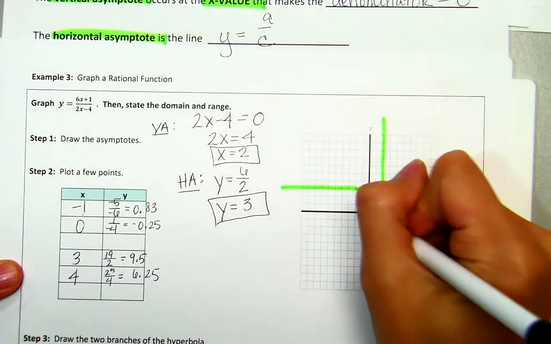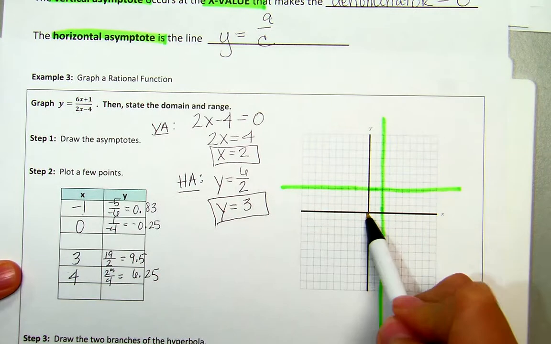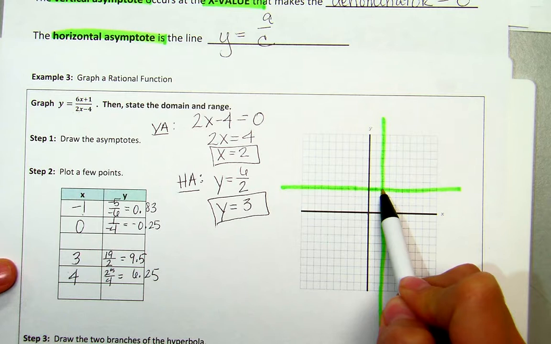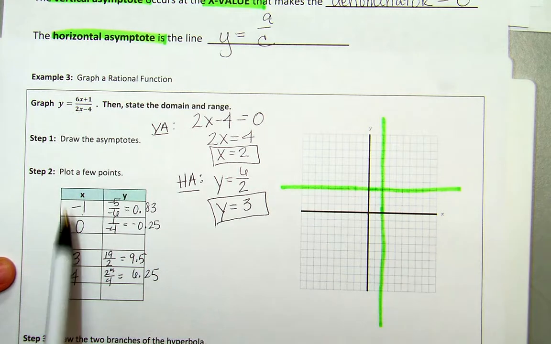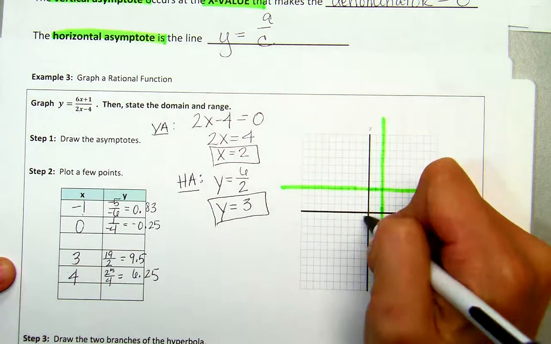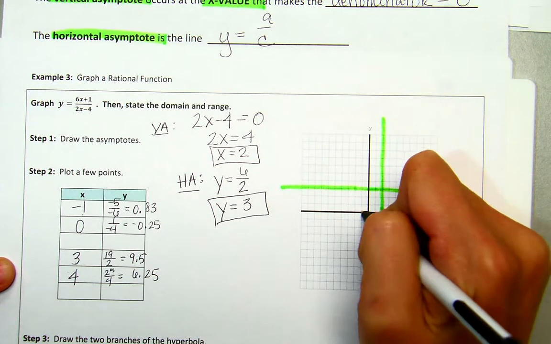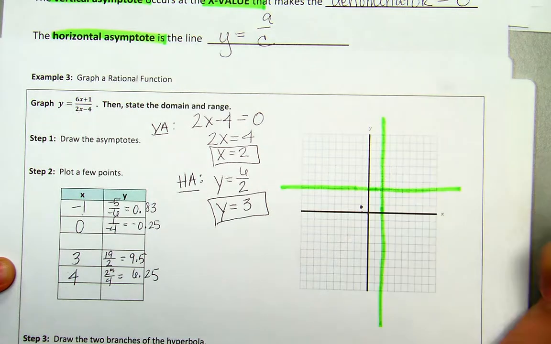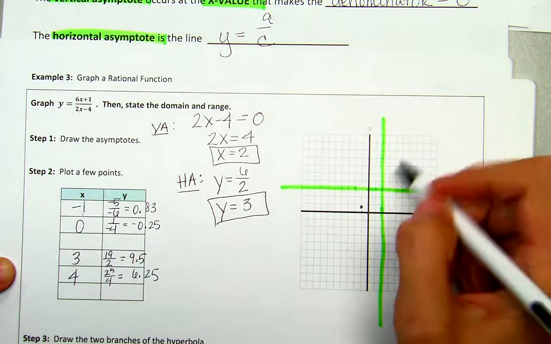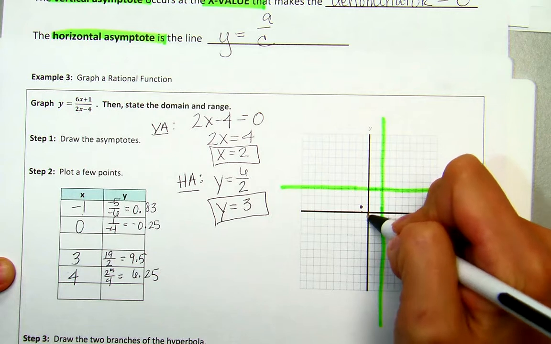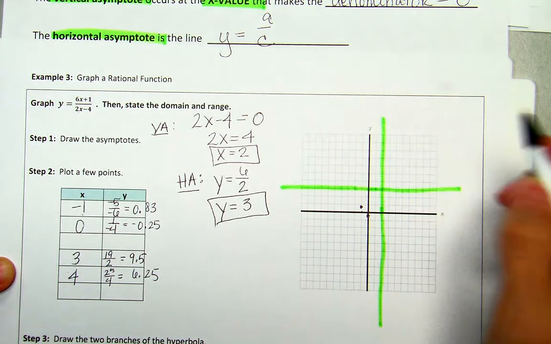So if I go from -1, now make sure, because this is an easy way to get stuck, don't start counting from the intersection of your asymptotes. When you're plotting, you're always going to start from your origin, always. So -1, positive 0.83, which is close to 1, is going to be close to there. 0, -0.25 is probably going to be close to there. If I go to 3 now.